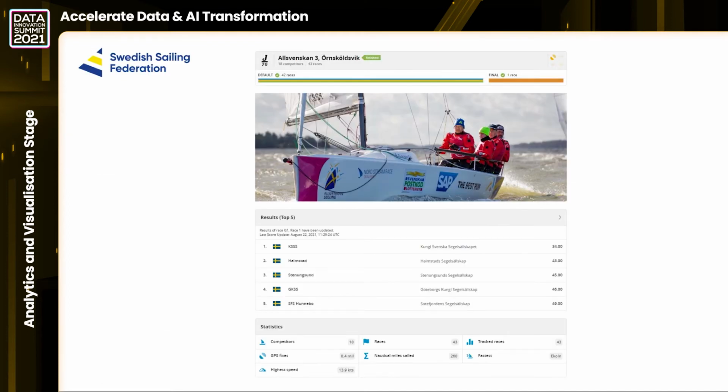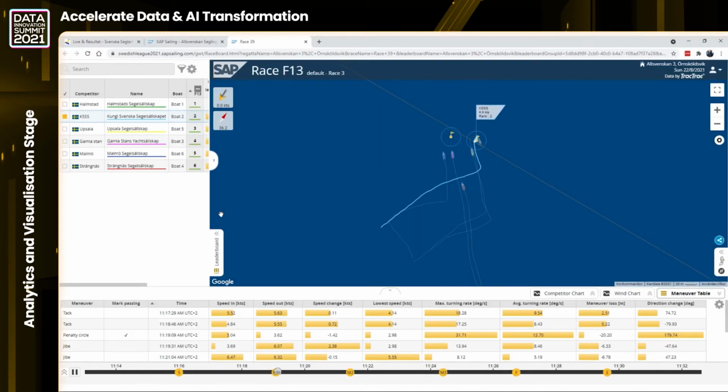Here is another slide that shows you that you can get some overall overview and some statistics. But we can also go deeper into analyzing an individual race. Here we have highlighted one boat, KSSS, the Royal Swedish Yacht Club. They have the blue tracked line there. And below you can see a detailed maneuvering table. Here we can see how that boat has tacked and jibed around the mark and so on. That's detailed sailing terminology, but still they are maneuvering.